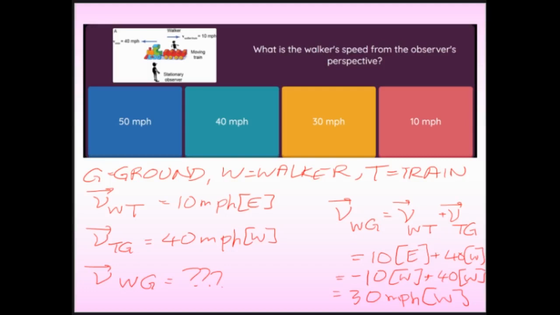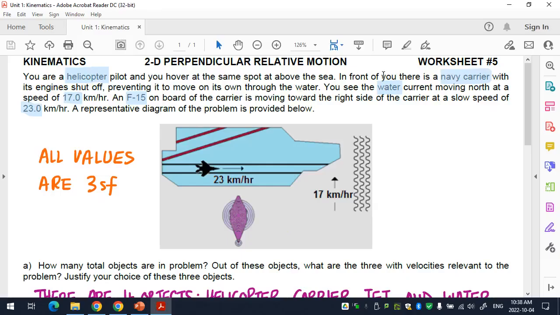I know there's one more problem left, the one with the big diagram, because I really want to do the 2D problem with you. Okay, so everyone, here is the 2D problem. It's a very interesting problem. I'm going to act it out in a way to actually make it make sense to you. Go ahead.